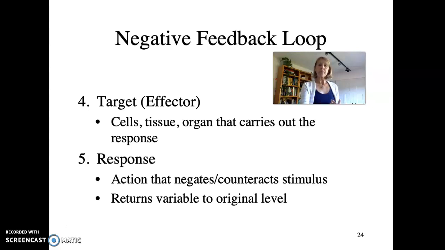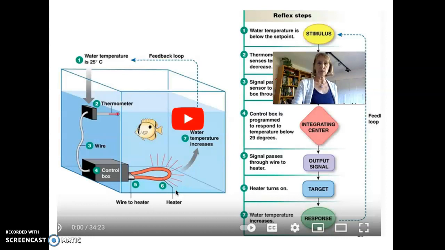So here it's telling you the action negates or counteracts that stimulus, right? And then we return the variable to the original level. So great. We've gone through all those 5 steps, and these steps are the ones that you're always going to go through in all these different loops.